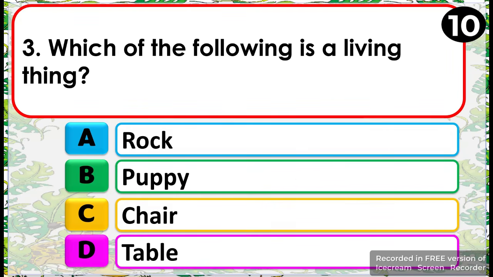Number 3. Which of the following is a living thing? A. Rock. B. Puppy. C. Chair. D. Table.